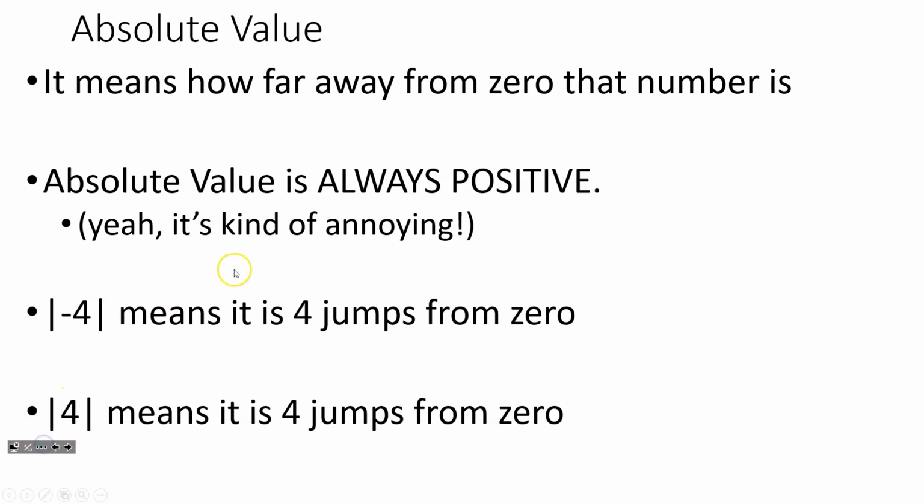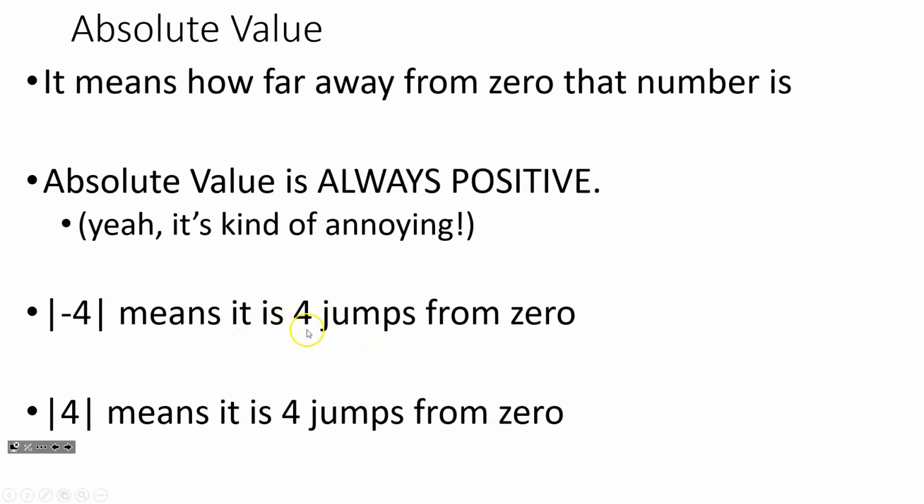So with absolute value, what that means is how far away from zero a number is. The thing with this is absolute values are always going to end up as a positive number. It's hard to remember that sometimes, but absolute values are always positive. So absolute values are these lines right here. If you see some lines and then a number inside of it, that means the absolute value. So the absolute value of -4 means it's 4 jumps away from 0.